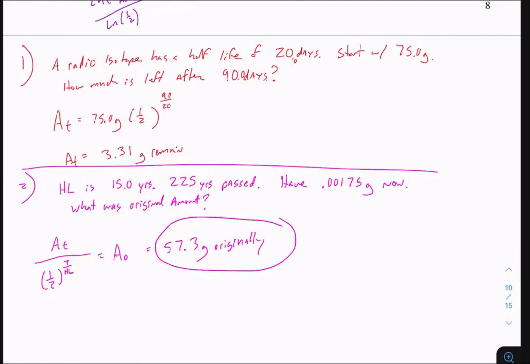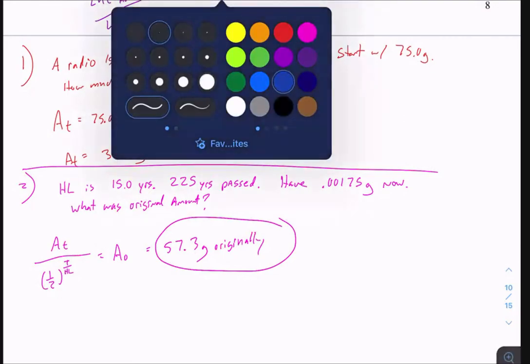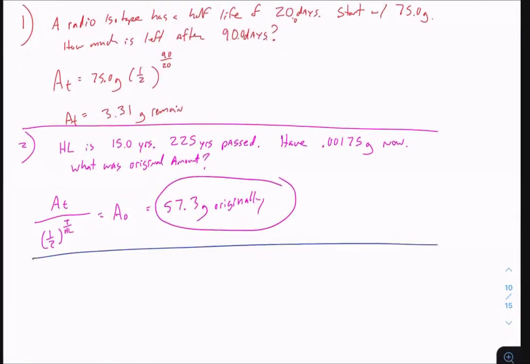All right. As you can imagine, the third and fourth examples are going to be a little bit more work, but not too much.